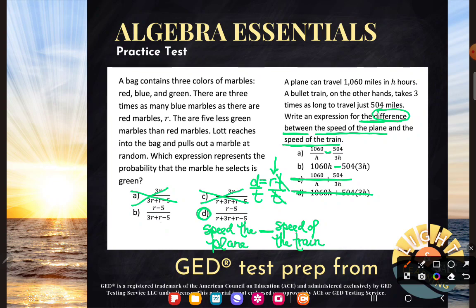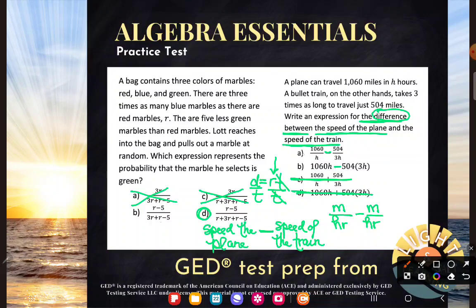Now, do you have to do it with the formula? No. I mean, you could just think about it really hard. How would I find speed in miles per hour? I would take the distance, the miles, and divide it by the time, the hours. So the speed of the plane is going to be the plane's miles, its distance, over its hours. And the speed of the train is going to be the same thing for the train, the miles of the train divided by the hours of the train.